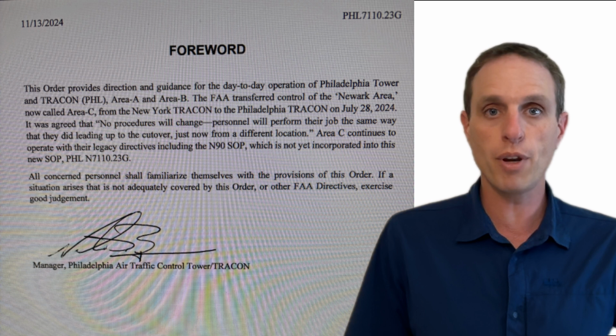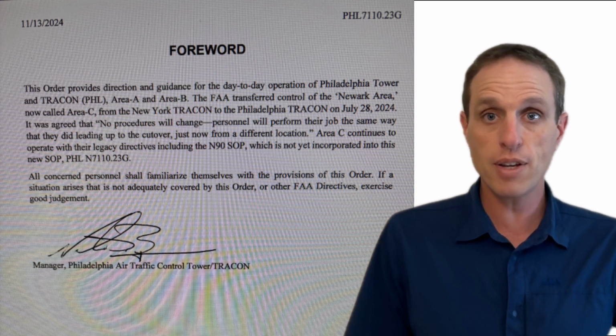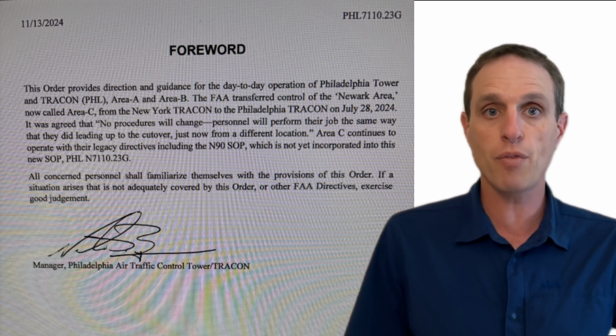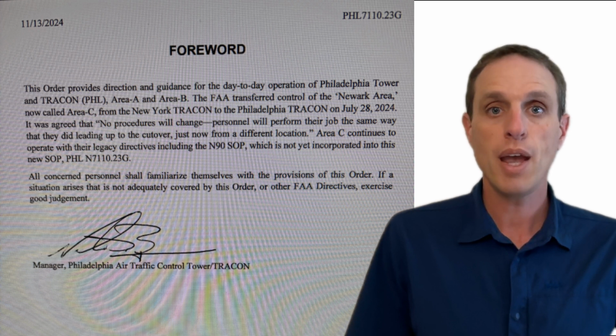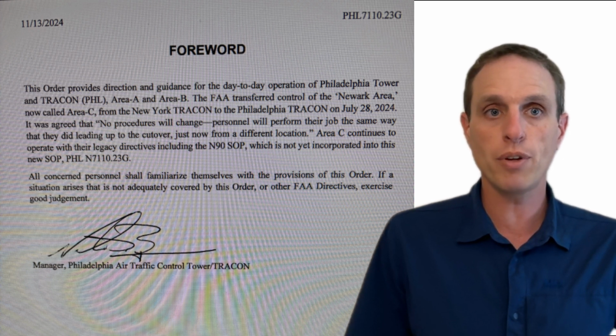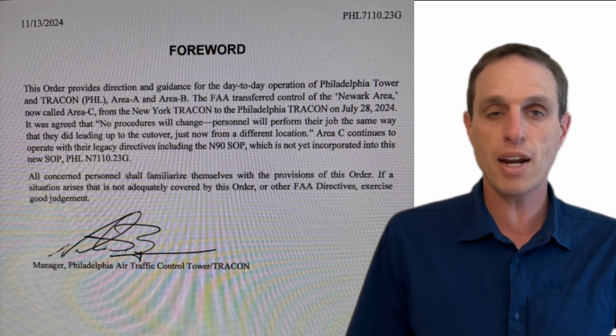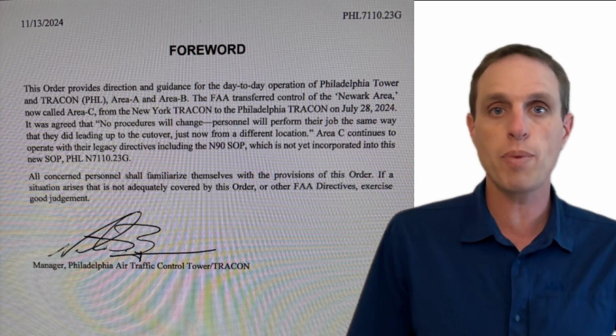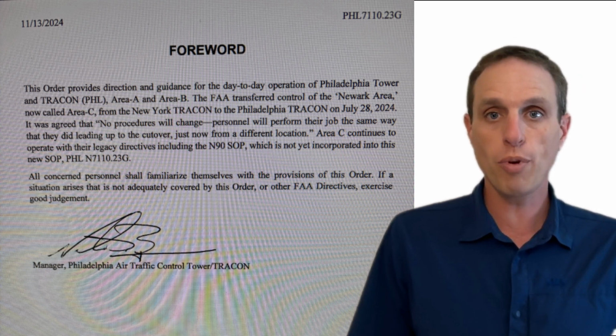Personnel will perform their job the same way that they did leading up to the cutover, just now from a different location. Area C continues to operate with their legacy directives, including the N90, which is New York TRACON, SOP, which is not yet incorporated into this new SOP.